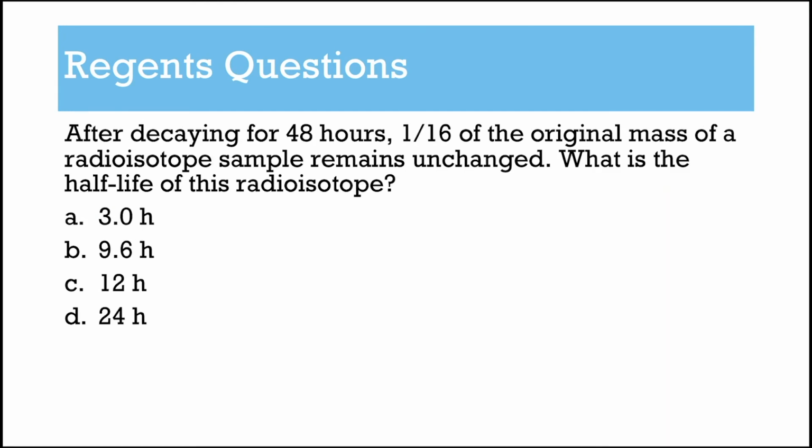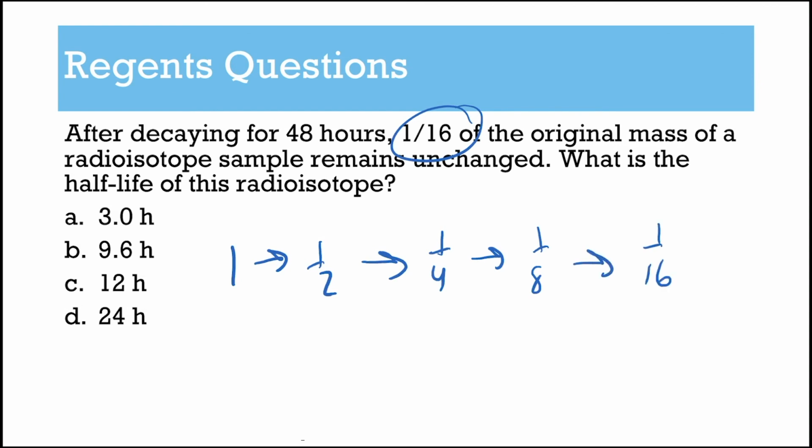Lastly, number 2, for the Regents questions, it says, after decaying for 48 hours, 1/16 of the original mass of a radioisotope remains unchanged. What's the half-life? So, we're given how much is left. We have to figure out how many half-lives went by, and then how long each half-life is. So, for starting with fractions, again, you always start with a whole. And after 1 half-life, half is left. After 2 half-lives, a quarter is left. After 3 half-lives, an eighth is left. After 4 half-lives, a 16th is left.